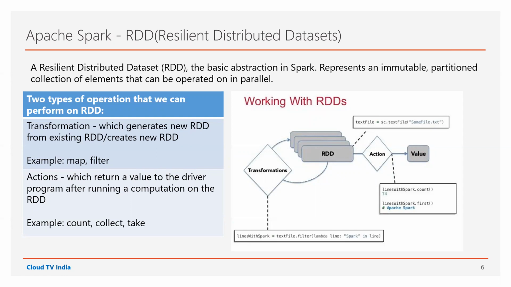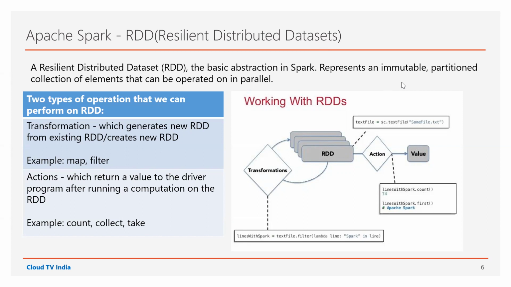So we'll start with what is RDD. RDD is nothing but a resilient distributed dataset. It is a basic abstraction in Spark. In very layman terms, you can think of it as just a basic data type in Spark, or you can think of it as a collection object.